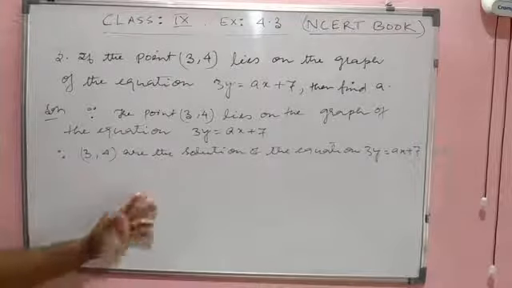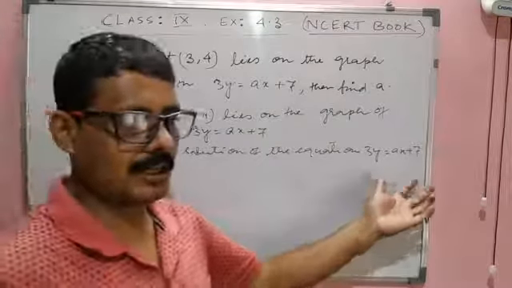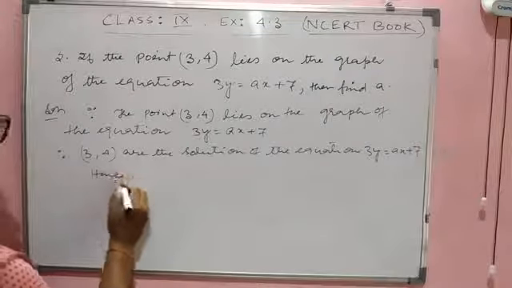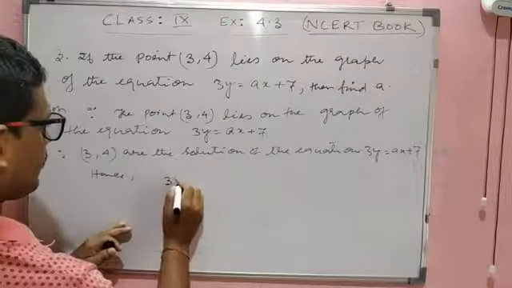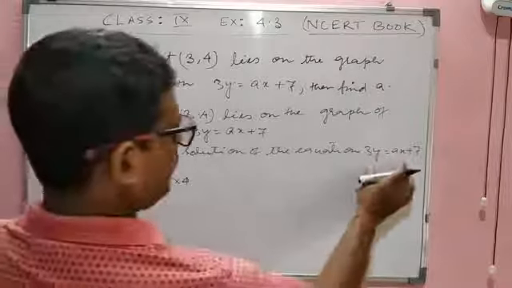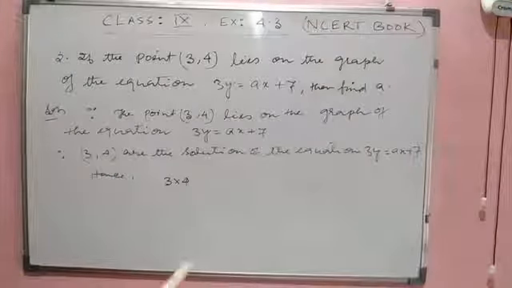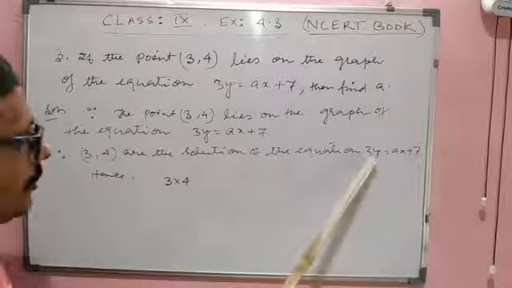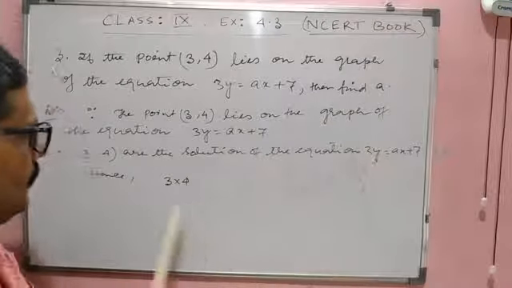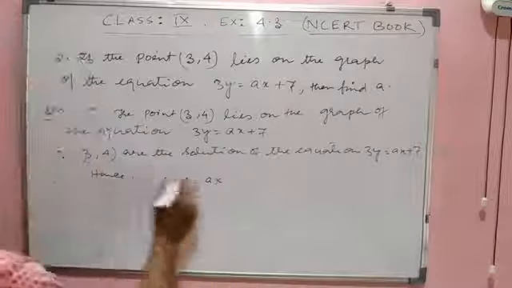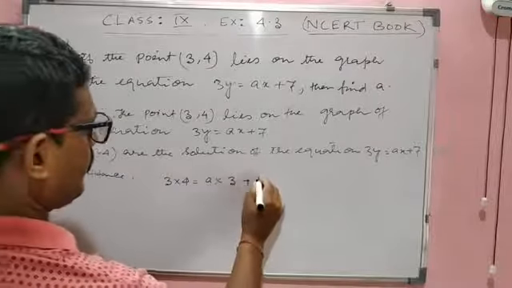Solution means this will satisfy the equation. Earlier we have done it. Hence we can write 3 into 4 here in this equation. The value of y is 4, so we are writing the value of y as 4 here, 3 into 4, equal to a into x. x means 3, so a into 3 plus 7.